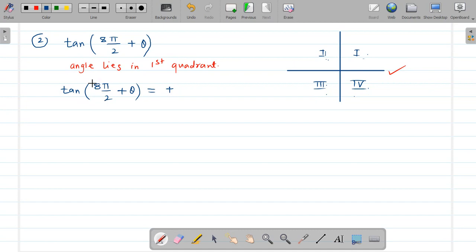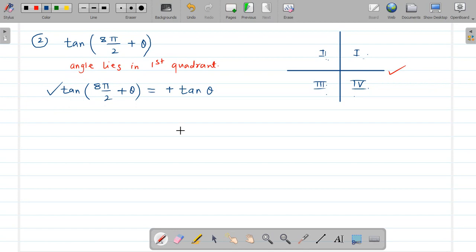Now the multiple of pi by 2 is 8, which means it is an even number. In case of an even multiple of pi by 2, do not change the ratio. So the result will be again tan theta. So tan of 8 times pi by 2 plus theta will be plus tan theta. So remember the steps, and hence you will get another allied angle formula like this. Try to get the allied angle formula by this generalization.